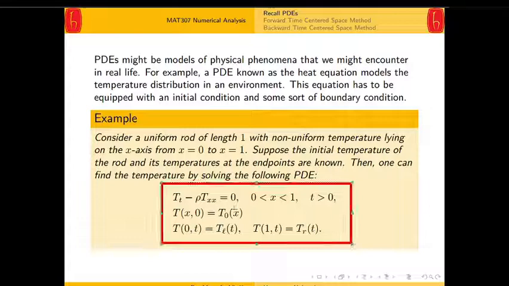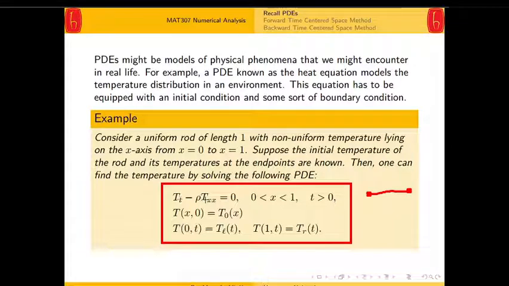So we have a rod, and these are the endpoints. We have been given the temperature values at the endpoints, which are x equals 0 and x equals 1. And also we are given the initial temperature distribution. So we are trying to find the temperature at a point at any time, basically.